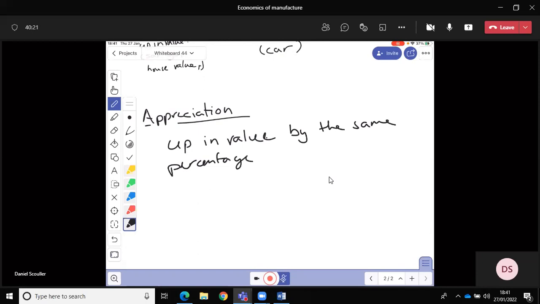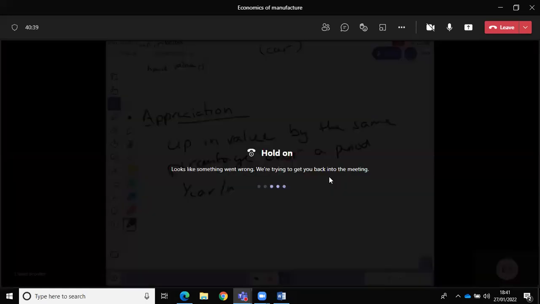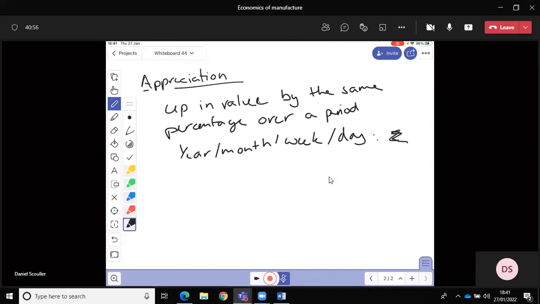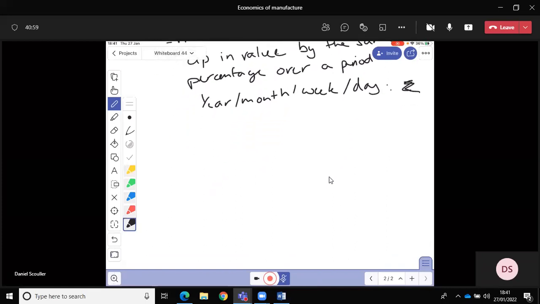Over a given period. Okay, and the periods commonly are year, month, it could be week, day, any sort of timeline. So year, month, week, day. They use a variety of periods in the exams. So let's look at that.